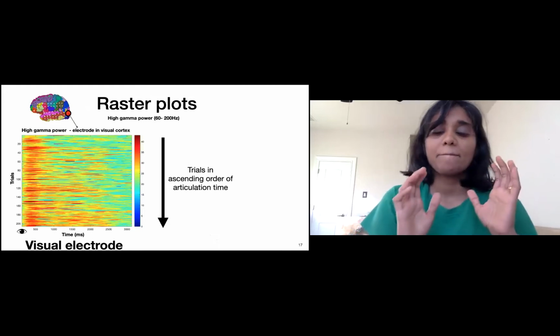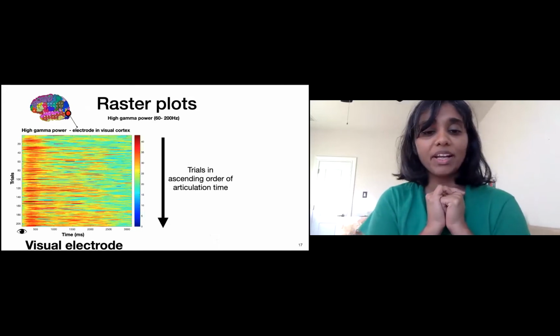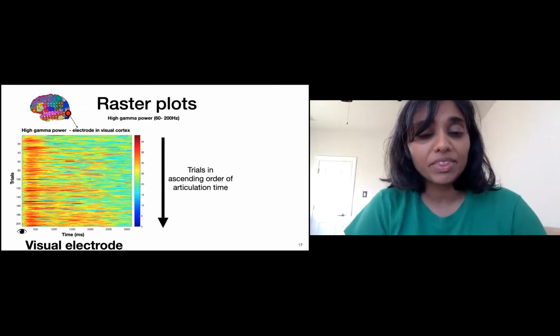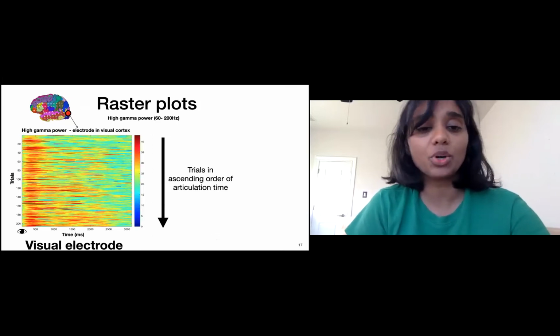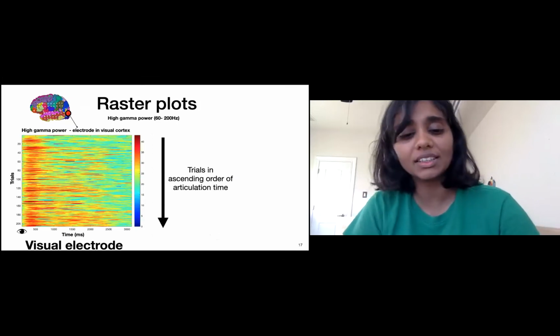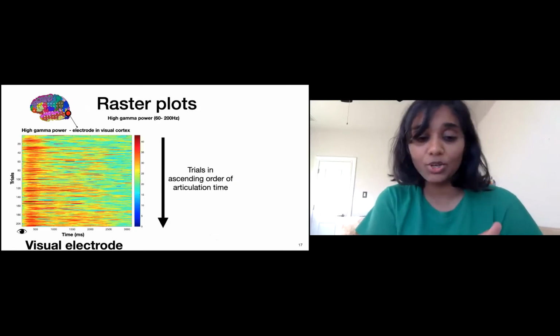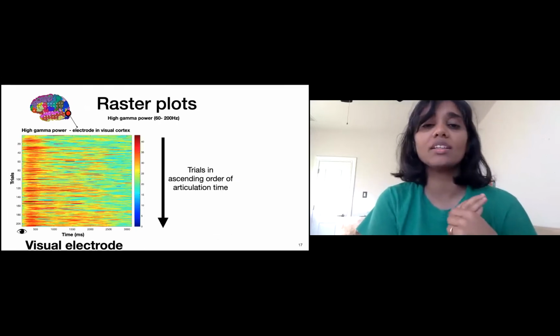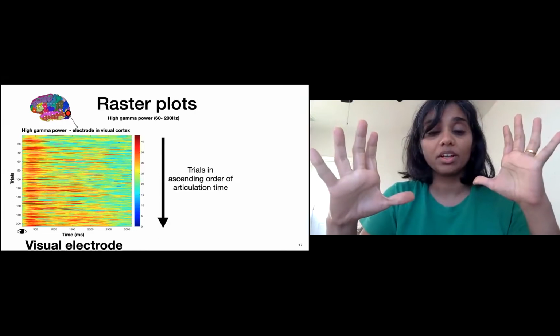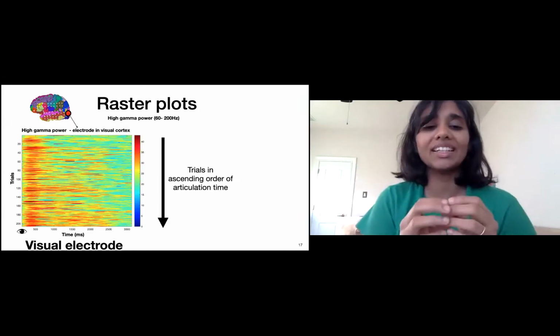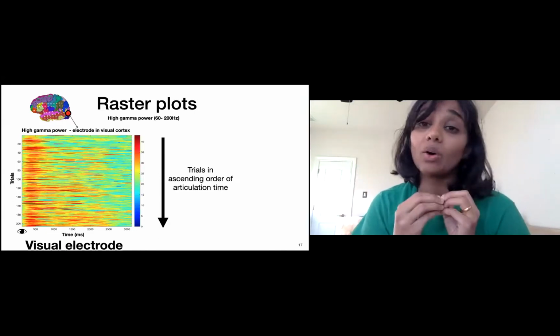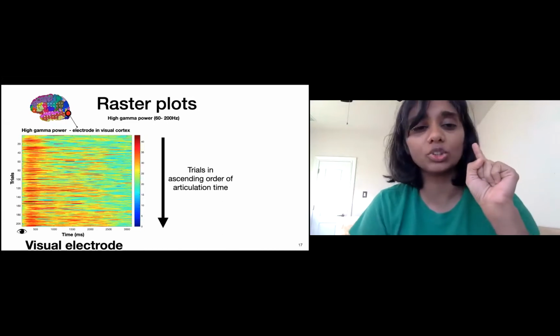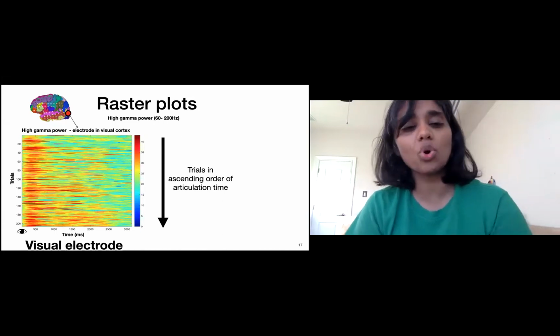So this plot might look like a lot. This is a bunch. So, okay. If you see the x-axis, this is time. Your 0 is when the image was shown on the screen. And red indicates that there's an increase in power in one single electrode. And these different rows are trials.